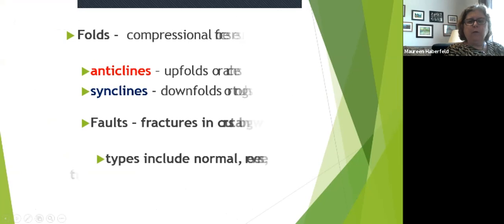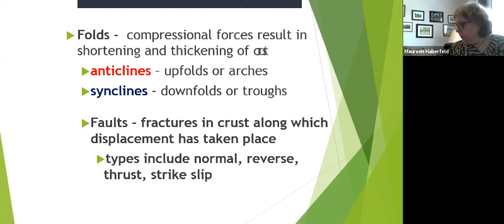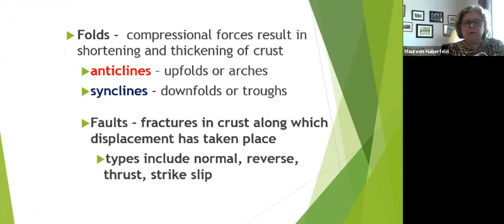So let's talk about folds first. Folds tend to form from compressional forces. If you take something like this magazine and you push it together and compress it, it's going to form a fold. And the same thing happens much more slowly with rocks. This part is an upfold and this part is the downfold. The upfold is called an anticline, or arch, and the downfold is called a syncline, or trough.